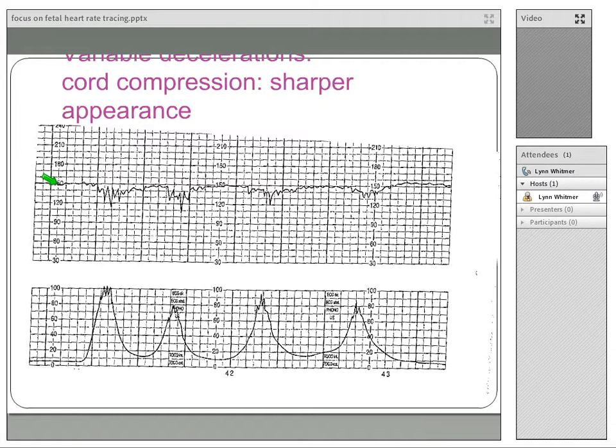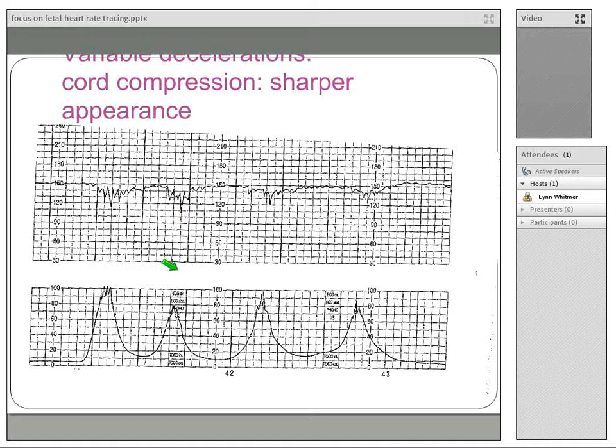Baseline, 150 again. Accelerations, no. But I forgot to ask you variability. Variability is minimal to moderate. In between, you see it just changing very slightly beat to beat. Decelerations, yes, and they mirror the contractions again, but they're a little sharper this time.